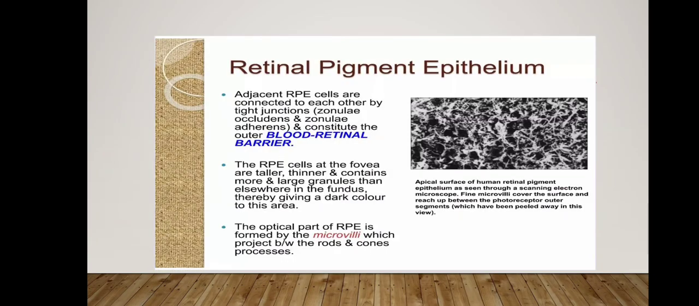The adjacent RPE cells are connected to each other by the tight junctions and constitute the outer blood retinal barrier. The retinal pigmented epithelial cells at the fovea are taller, thinner, and contain more and larger granules than elsewhere in the fundus, thereby giving a dark color to this area. The optical part of the retinal pigmented epithelium is formed by the microvilli, which project between the rods and cones processes.